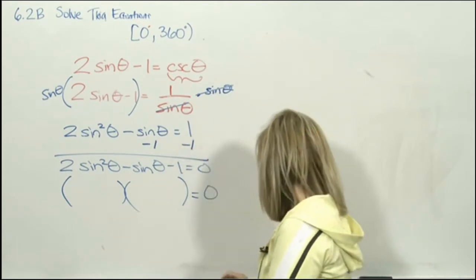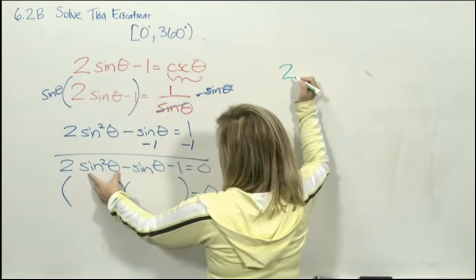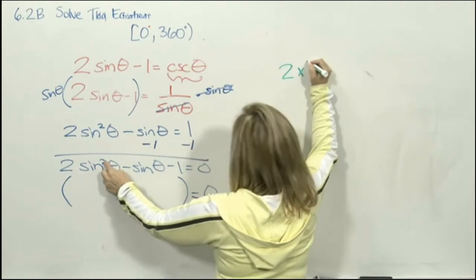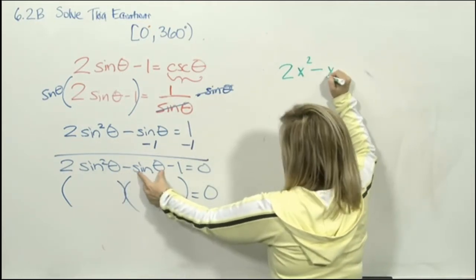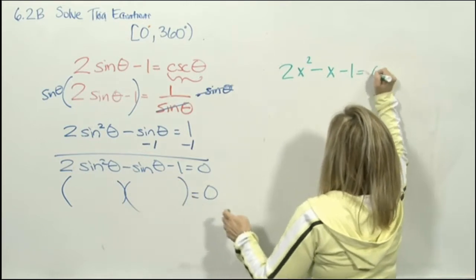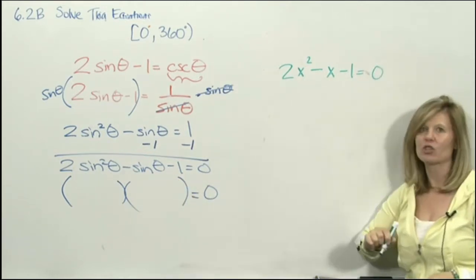X. So I'm going to write it as it would look in algebra. This is really 2. Forget the sine theta, put an X squared. Minus, forget the sine theta, put an X. Minus 1 equals 0. Factor that, and then you could write it as trig.